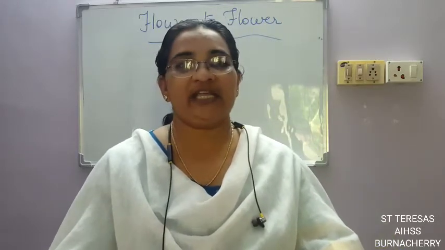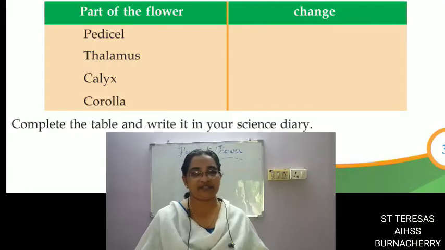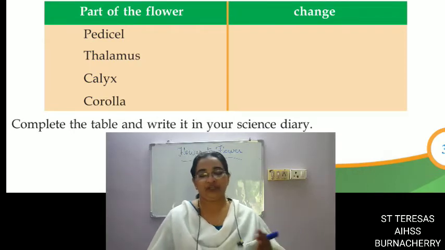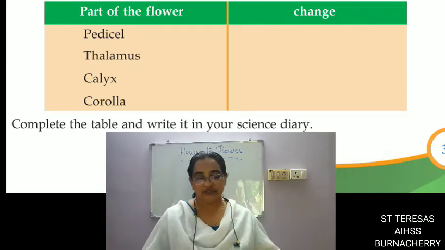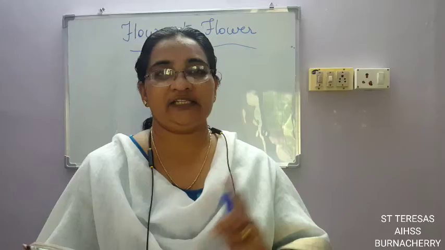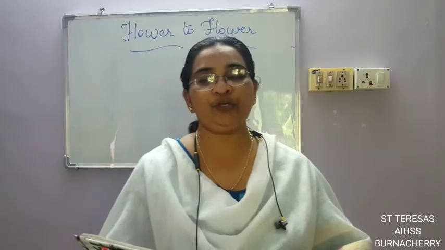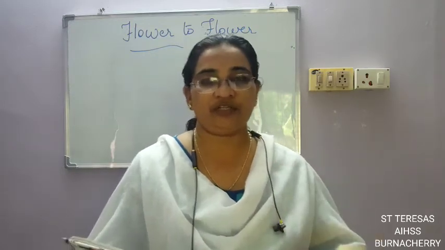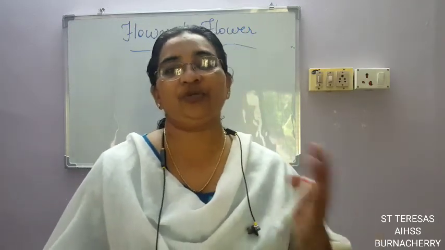So here in your textbook you have a table given. Can you see the table which is given in the textbook? You have to write the different parts. This work you have to do: the pedicel, thalamus, calyx and corolla. What change did you find in all these parts? That you have to write. Please draw this table in your notebook and write the change you saw in the video. The same change you have to write in your notebook.